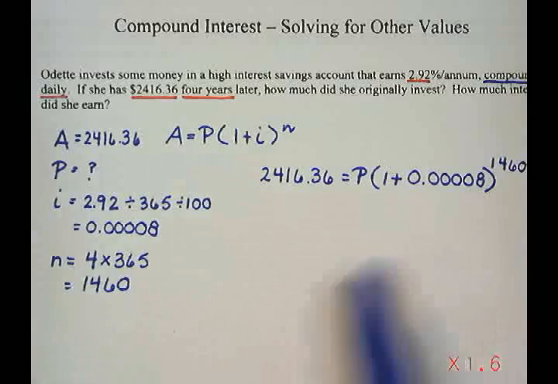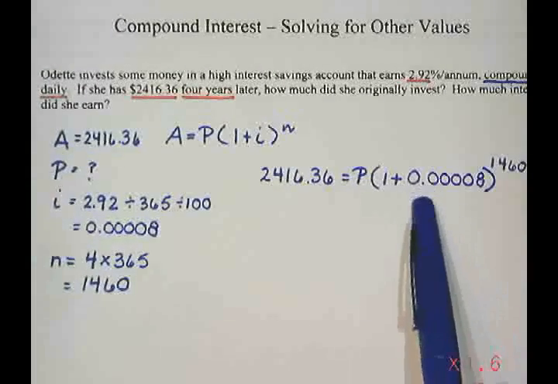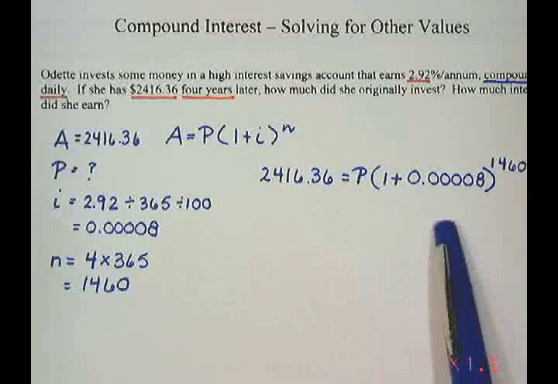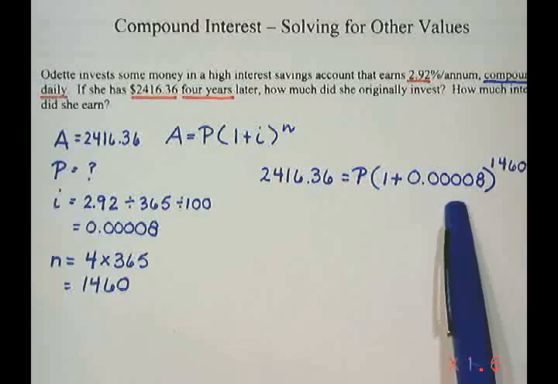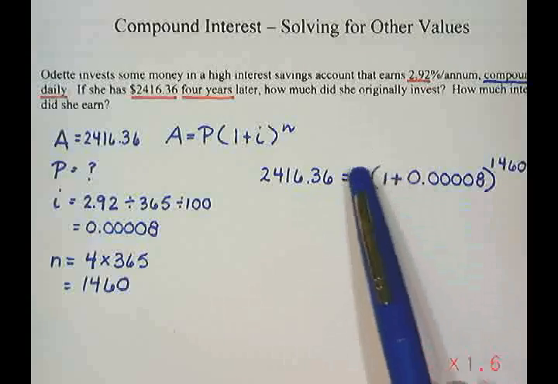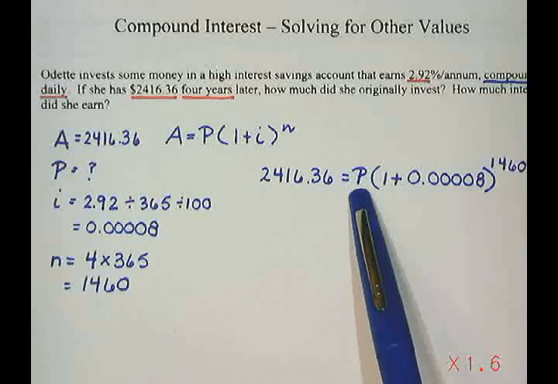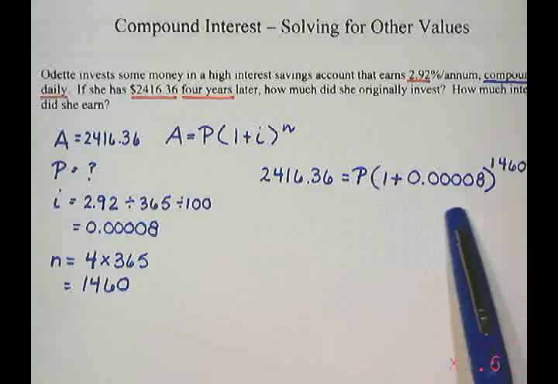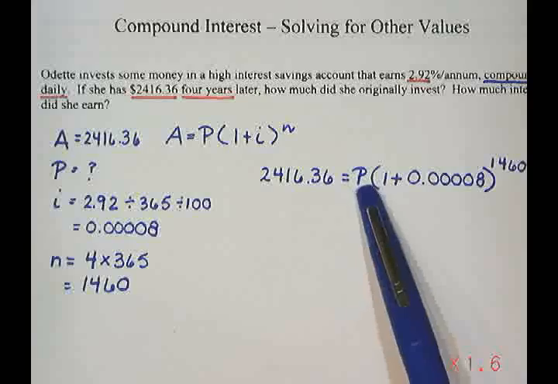Now, I could work this out, get a decimal, but if you do that, you have to make sure you write the entire decimal down and don't round anything. What I prefer to do is do it in one step on my calculator. So I do see that I want to solve for P. And I ask myself, what's going on right now between the P and all of this stuff? And the answer is we're multiplying.